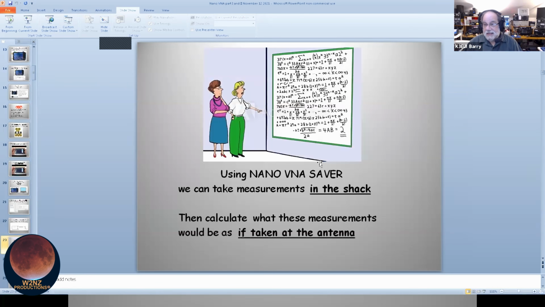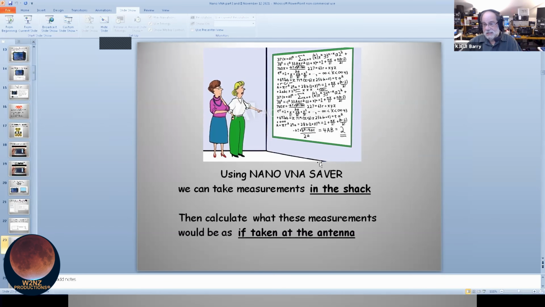The other thing, it can actually do this electronically. If I tell that VNA Saver software what kind of coax I have and the length and the velocity factor, it can juggle what it's going to show me based on what it is in my shack, what it is 20 feet away, 50 feet, 100 feet. I can predict what the SWR, the reactance, the impedance are anywhere along the coax. That was really cool. I was very impressed with that.